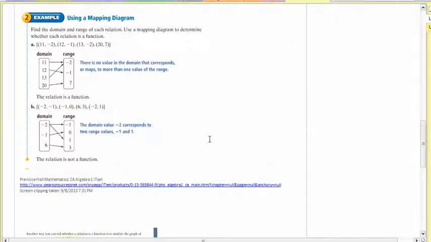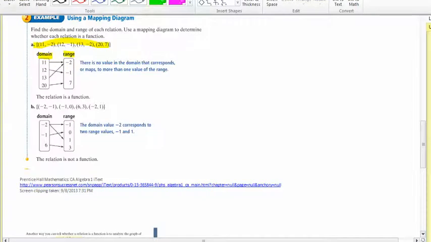Okay, and another way you can find out if it's a relation or a function is to do a mapping diagram. So you're going to find the domain and the range of each relation and use a mapping diagram to determine if it's a function. So they took our ordered pairs right here and they listed them vertically. So we have 11, 12, 13, and 20. And then our range, or our y values, are -2, -1, (don't list -2 a second time), and 7. So they listed them, and then they mapped them.